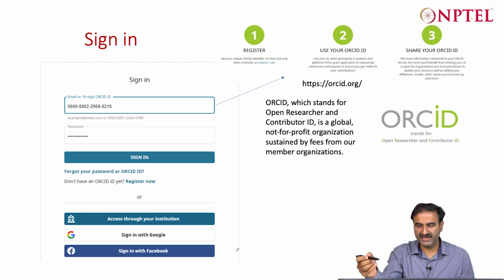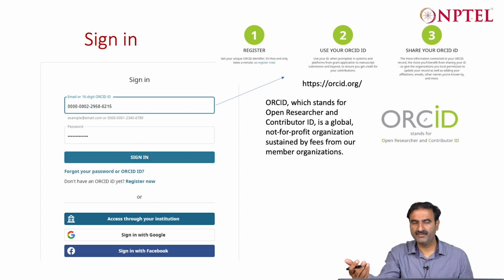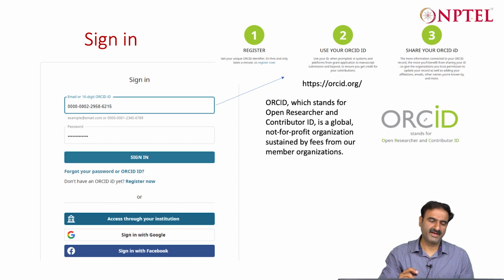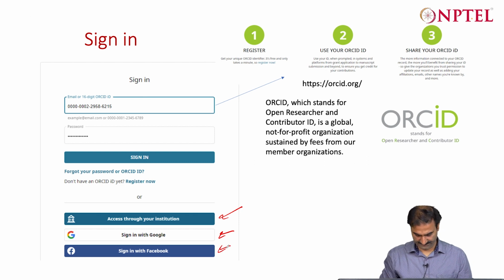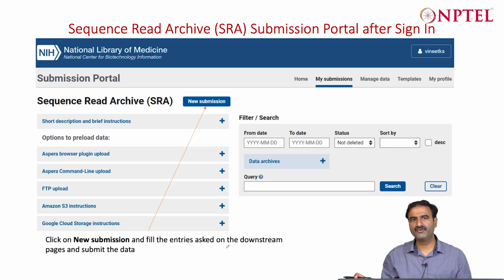So you sign in using either an ORCID ID, which these days is important for researchers, and which tells you a brief profile of what you are, where you are, your publications. This ID is also acceptable for accessing various journal pages and submitting manuscripts, and also to sign into NCBI. Or you can also access through your institution, Google or Facebook, which are the acceptable options here. Or you can also create your own NCBI ID.